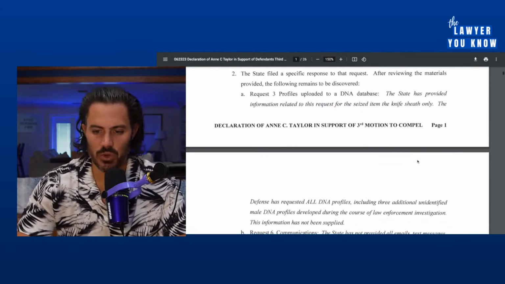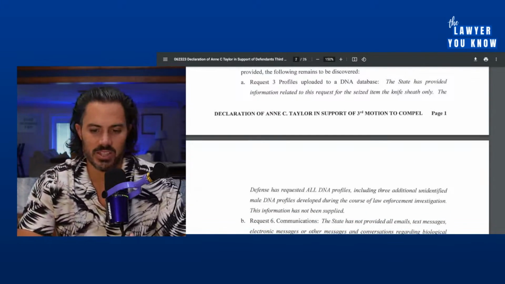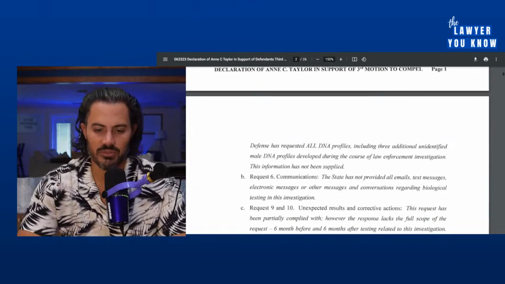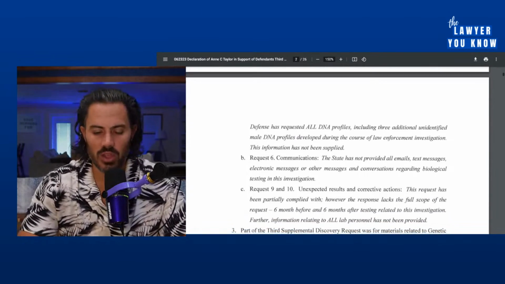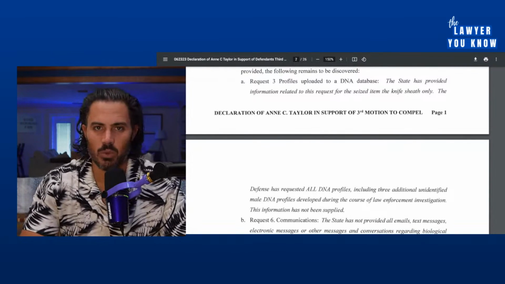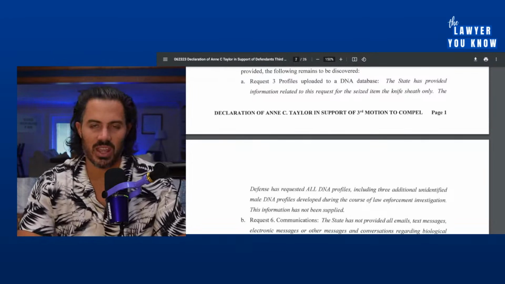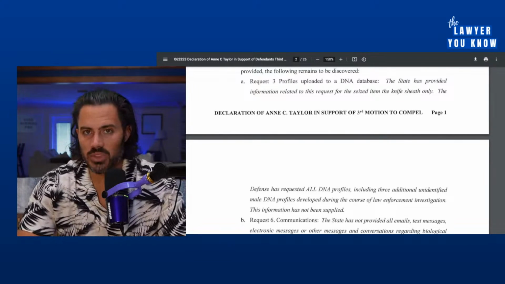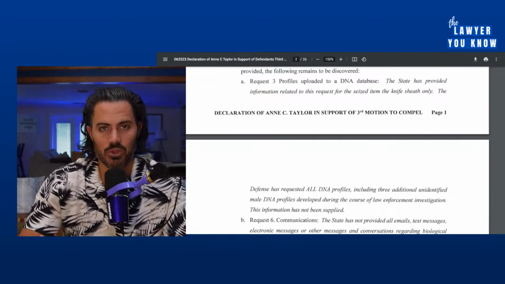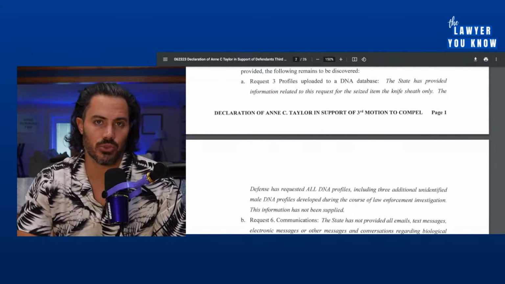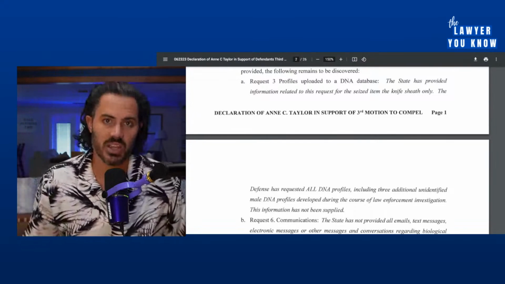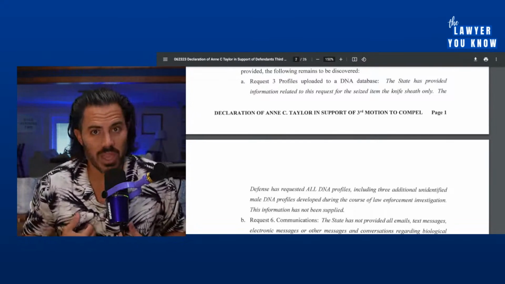All right. So here's what we have. Here's what we don't have. The state has provided information related to this request for the seized item, the knife sheath only. The defense has requested all DNA profiles. So there's a difference here. The state is only providing what they found on the knife sheath, the touch DNA that they've connected to Brian Kohberger. But what the defense has asked for, Judge, is all DNA profiles. So the question before the court is, what is the defense entitled to? Just the knife sheath because the state says so and because the state says, trust us, there's no DNA that you need on anything else? Or do we get what we asked for, Judge?